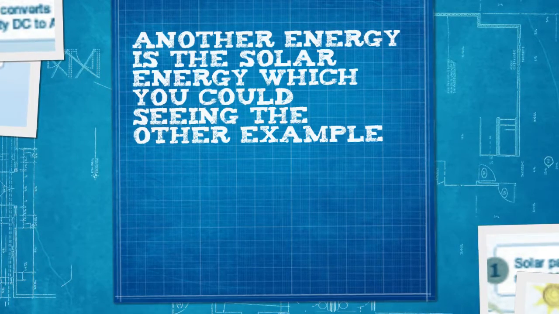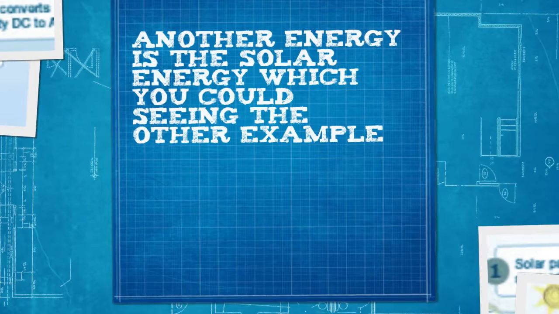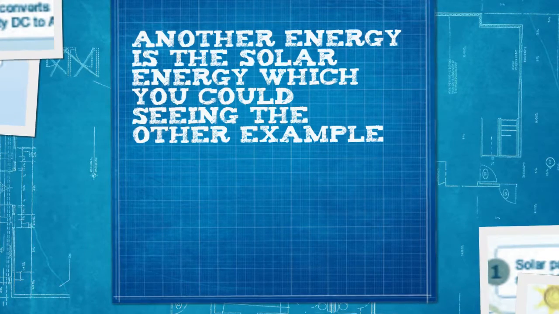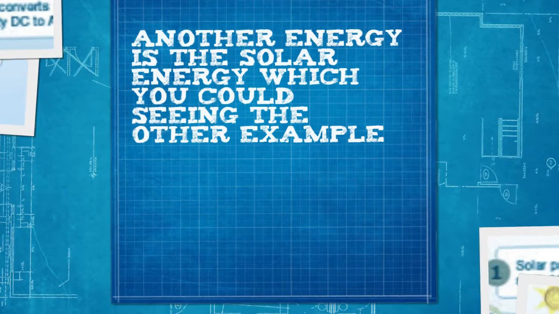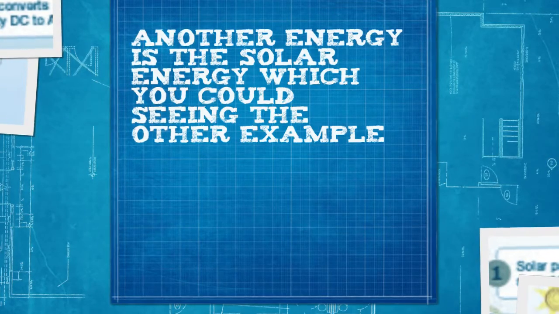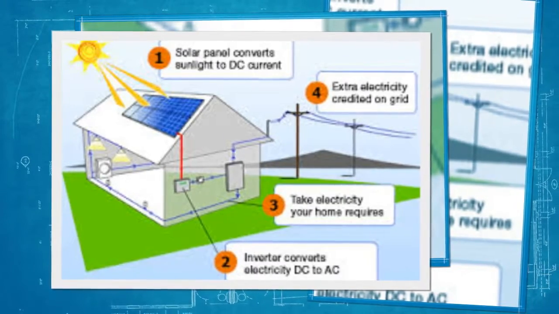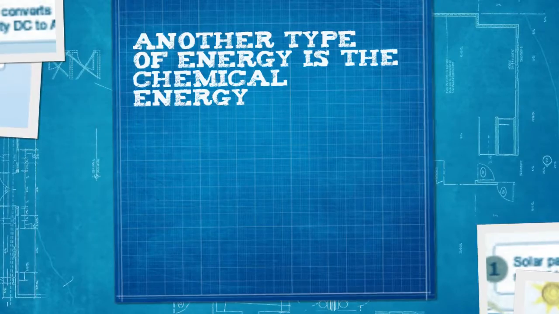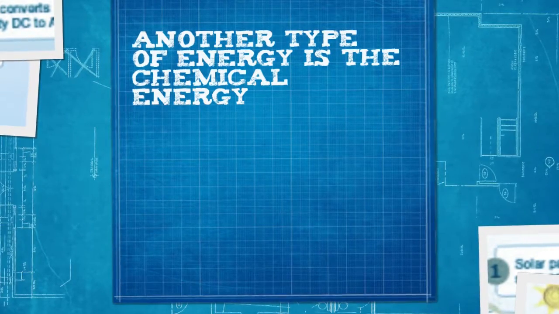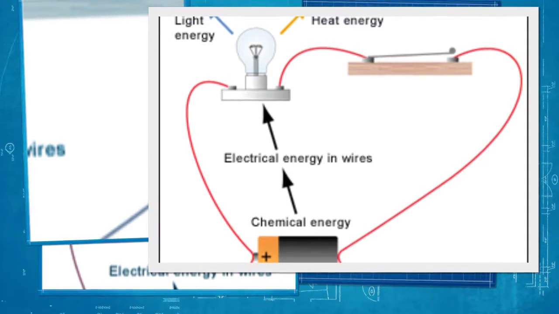Another type of energy is chemical energy. The chemical energy is energy stored in the bonds of chemical compounds. It is released in a chemical reaction, often producing heat as a byproduct. Some chemicals that produce chemical energy are petroleum, natural gas, and coal, which are examples of stored chemical energy.